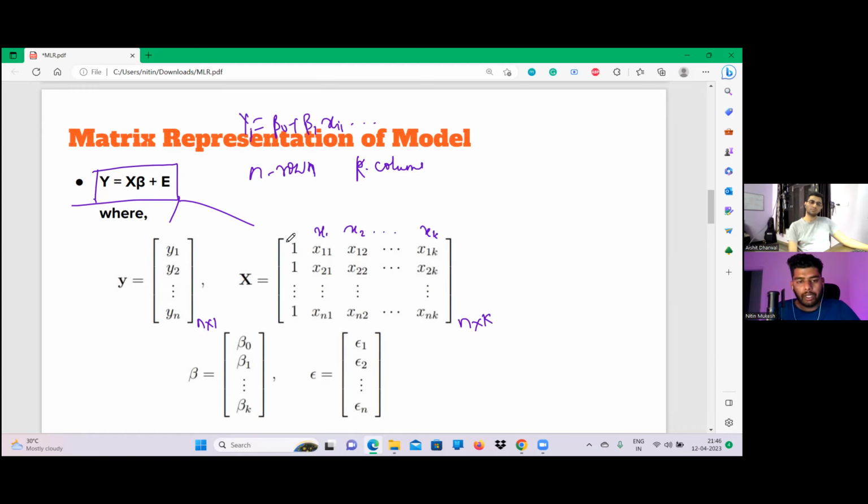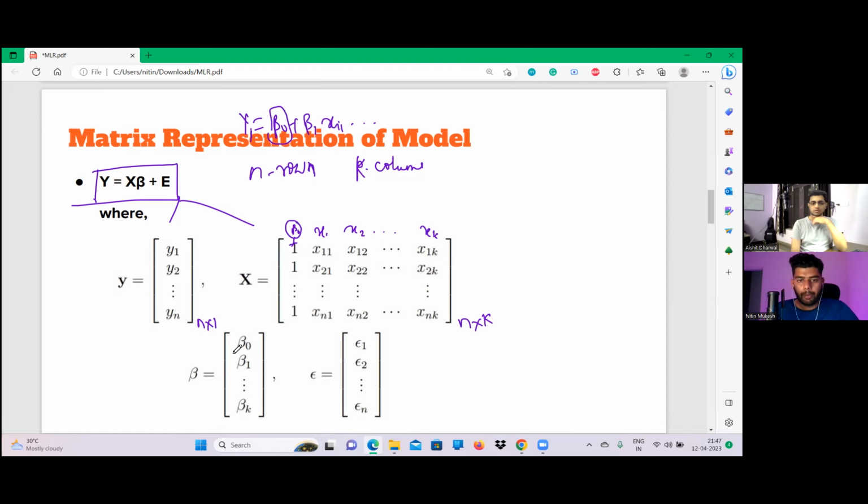We add a column of 1s in the x because we also want to estimate this beta naught. Beta naught does not have any predictor because it is a constant term. That is why we have a column of unit vector in the x, which corresponds to whenever you want to estimate the beta naught.